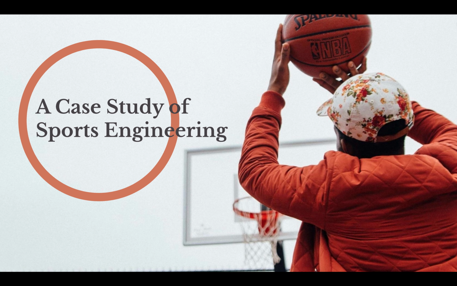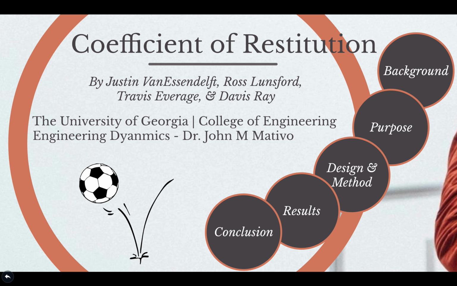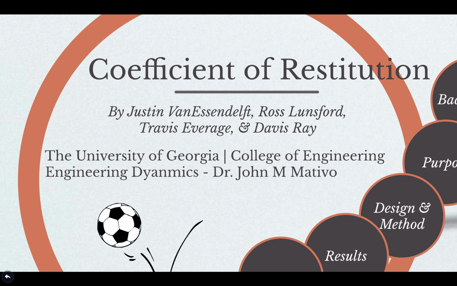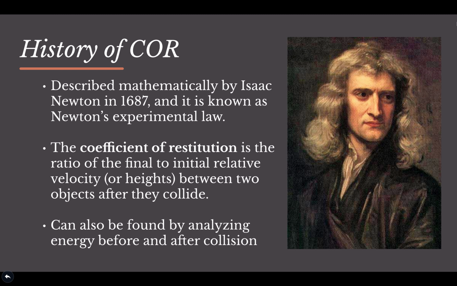So this is a case study of sports engineering, conducted by students at the University of Georgia's College of Engineering. Specifically, we're going to be discussing the coefficient of restitution and its application to sports. The coefficient of restitution was first described mathematically by Isaac Newton in 1687 as a way to relate final and initial velocity and heights between objects when they collide. It can also be found by analyzing kinetic energy before and after the collision.